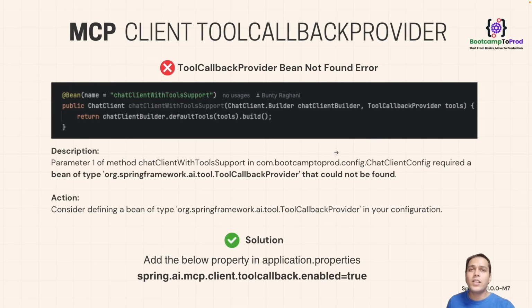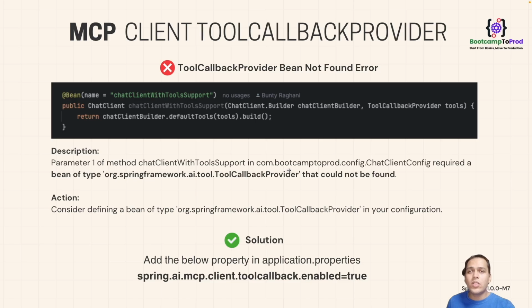Now there is one more point. If we are working with Spring MCP client, what we used to do was register the tool callback provider while creating the chat client. This tool callback provider contains the list of tools from our MCP server, and we used to register those with the chat client. While creating the chat client, we were getting the reference of the tool callback provider bean, and we used to provide this. But now, if we are working on milestone 7 version, when we start our application, we will get an error stating tool callback provider bean not found.